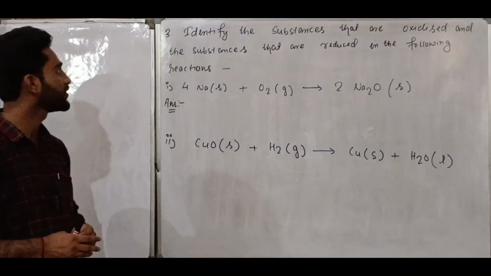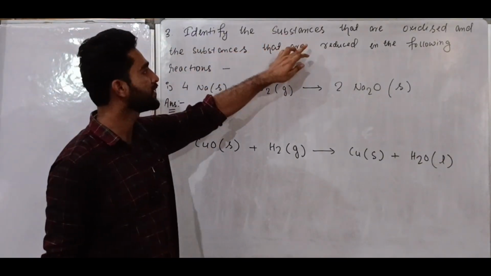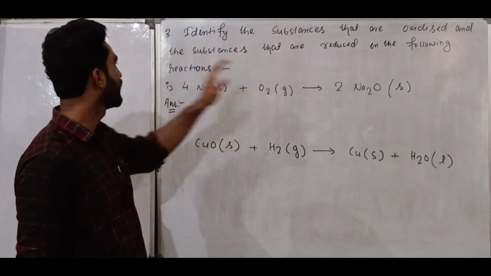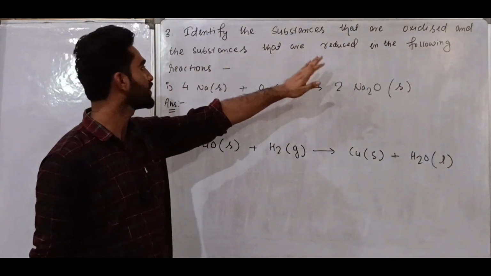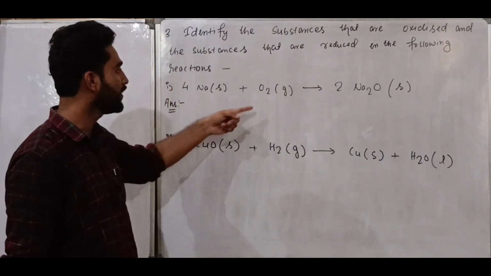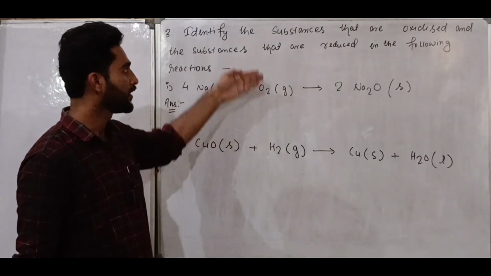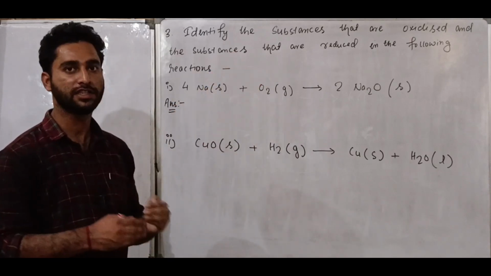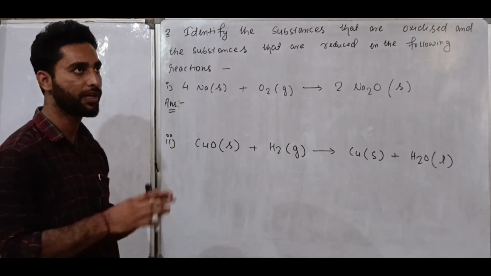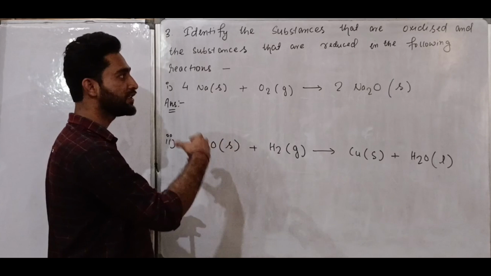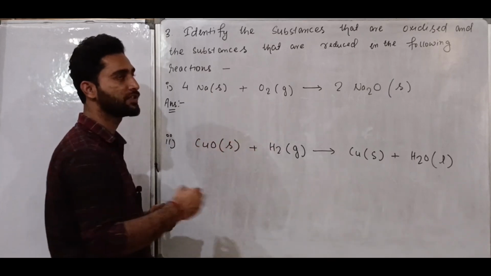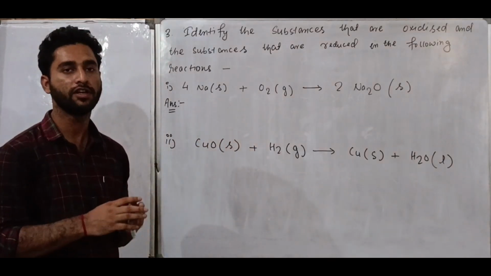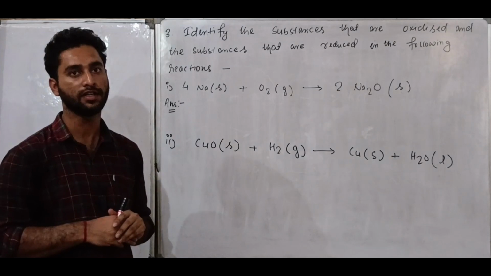Okay, now let's see the next question. Identify the substances that are oxidized and the substances that are reduced in the following reactions. Here two reactions are given and this question is based on oxidation and reduction reactions. So we have to find out the substances which are getting oxidized and the substances which are getting reduced. We already know the definition of oxidation and reduction.